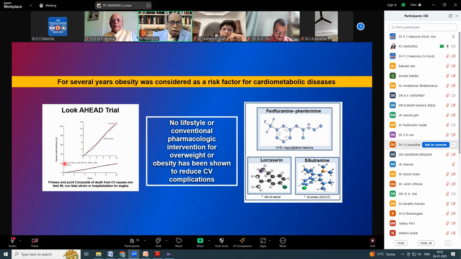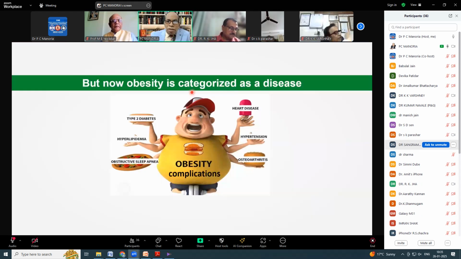We are all aware of the Look AHEAD trials. You can see both the curves are touching each other. And when we go down memory lane of the anti-obesity drugs, fen-phen was withdrawn from the market because of regurgitant lesions, sibutramine because of increased myocardial infarction and stroke, rimonabant because of psychiatric illnesses, and lorcaserin because of increased risk of cancer. But the big change which has occurred during the last couple of years is that obesity is now recognized as a disease.